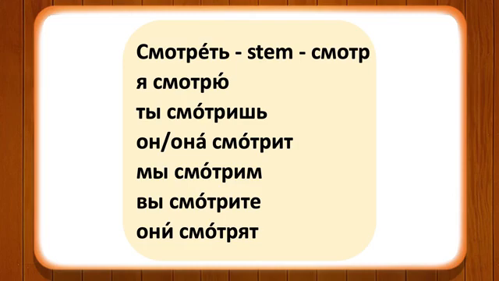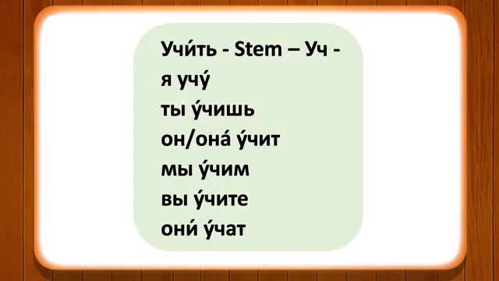The next verb of the second conjugation that you will learn is учить. Учить means to learn. After you remove the last three letters, that is e, t and soft sign, you get the stem uch. Now to this stem you add those corresponding endings to conjugate this verb in present tense. Let us conjugate the verb now.